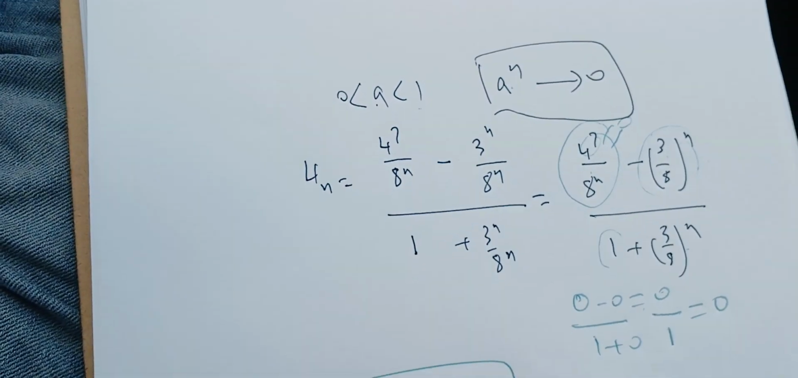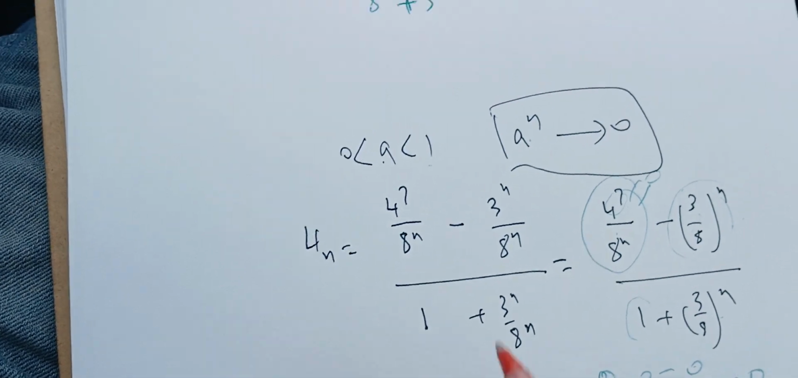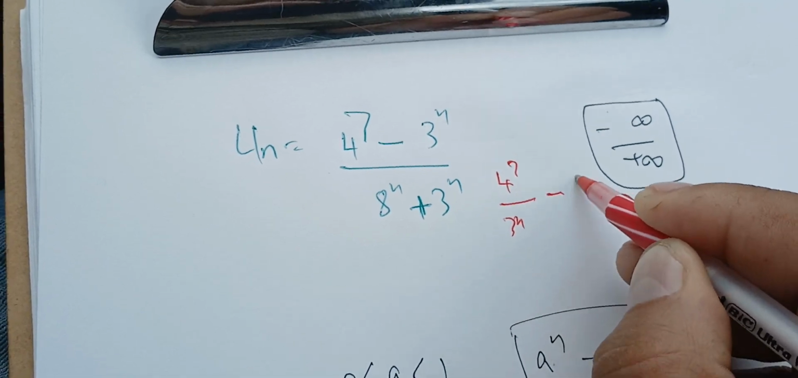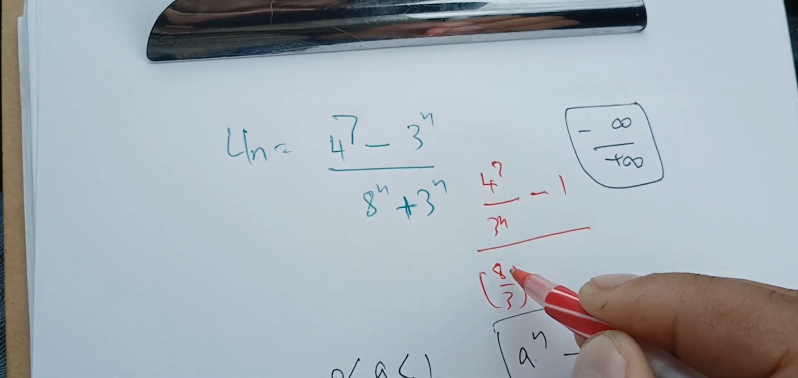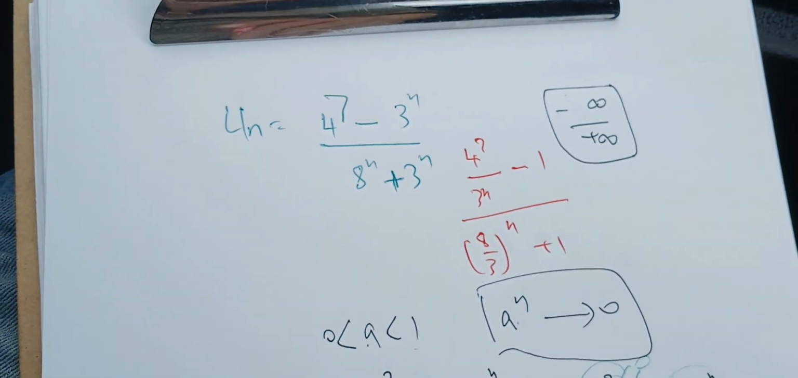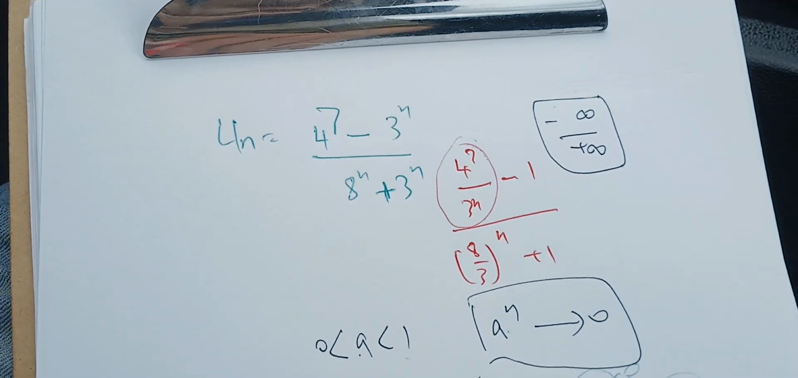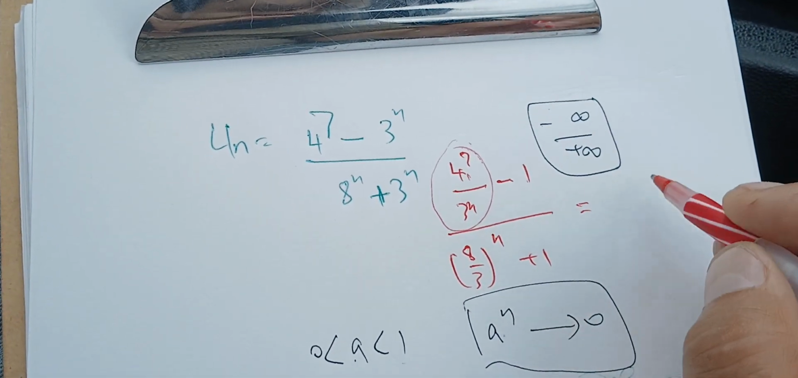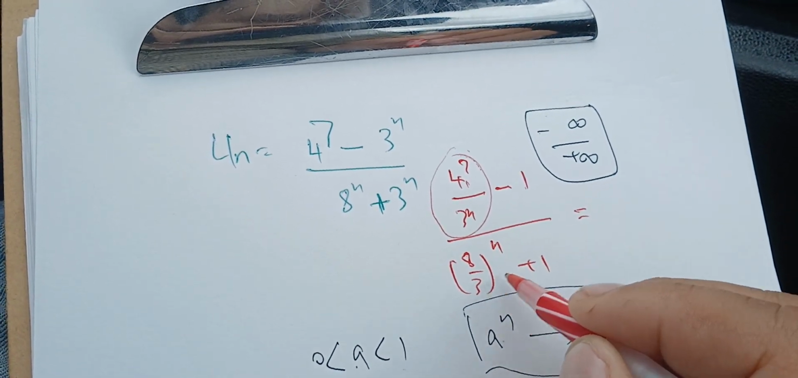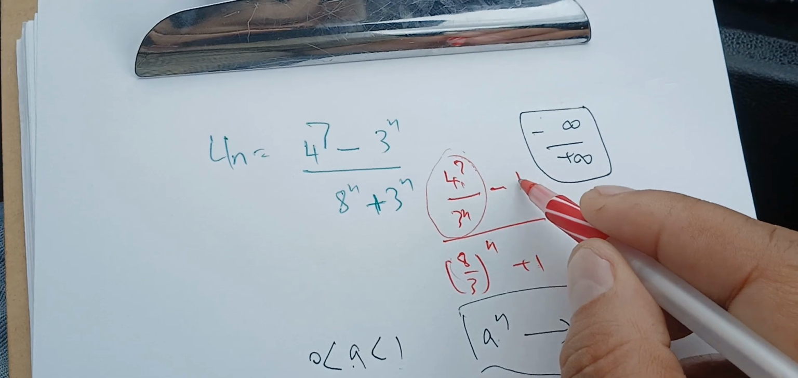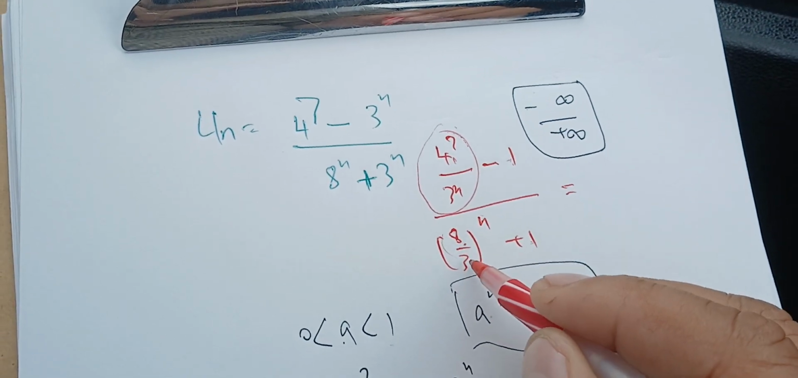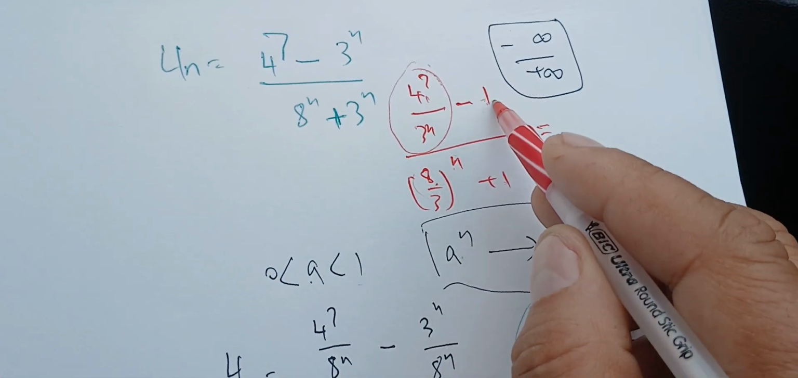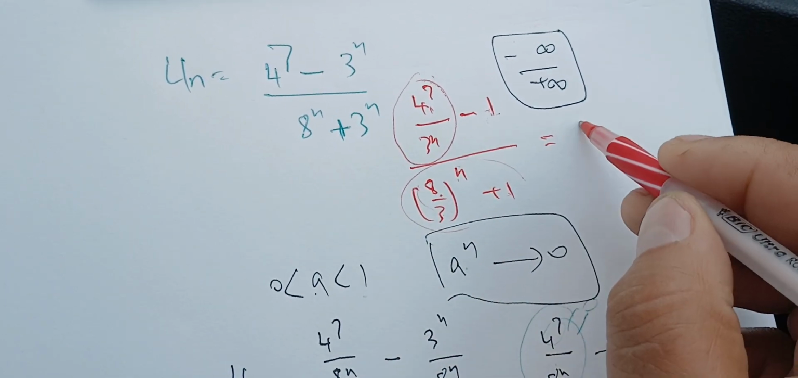So another key idea is that if we try to divide by 3 to the power n, we're gonna have 4 to the power 7 over 3 to the power n minus 1, over 8 over 3 to the power n plus 1. Okay, so on the top we get 0, minus 1, over this one here. So we get minus 1 over 8 over 3 to the power n plus 1, which is infinity. So we have minus 1 over infinity, which is 0.